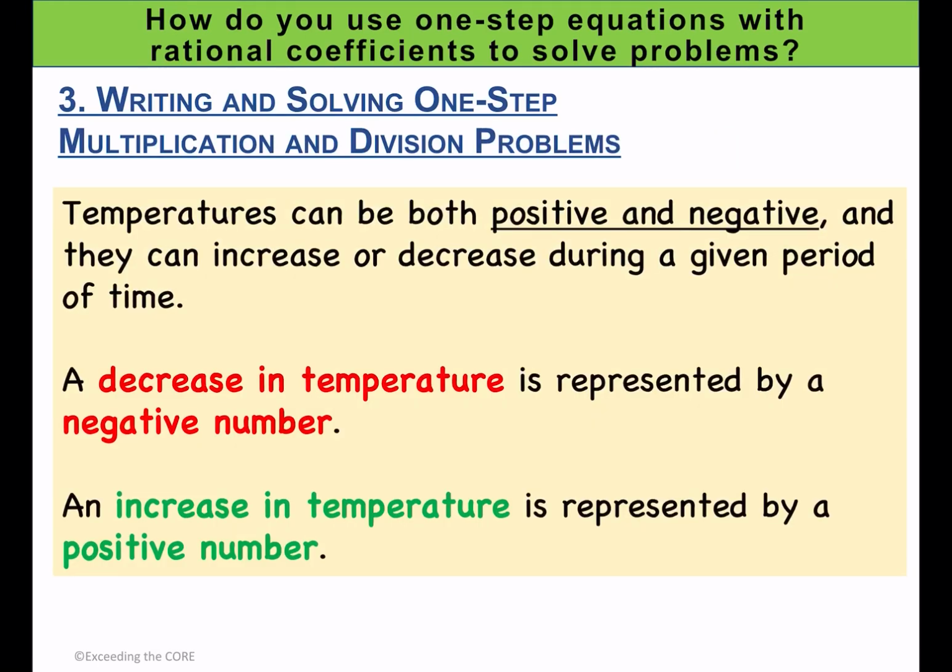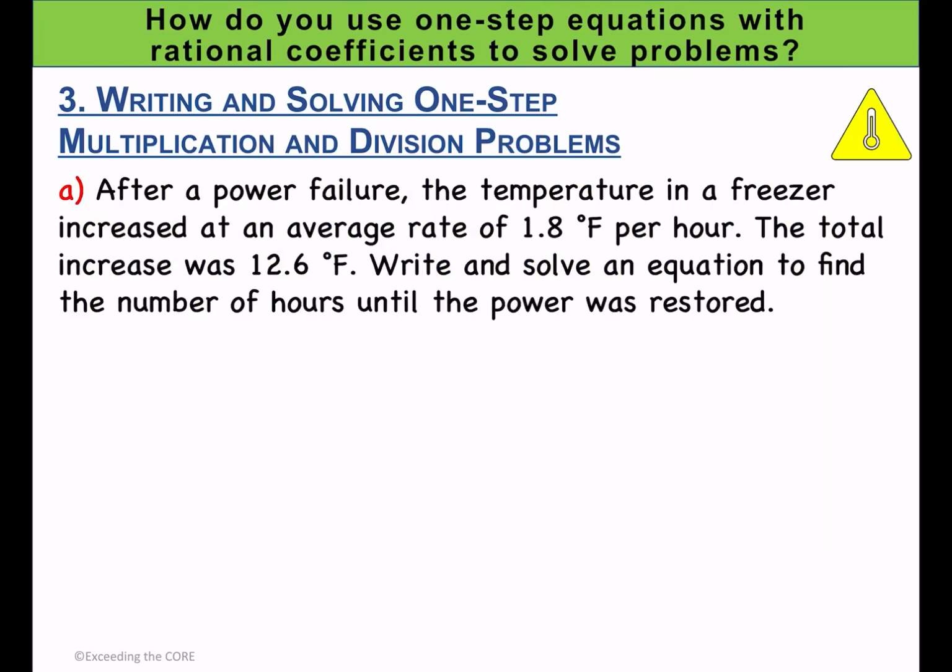Okay, three, temperatures can be both positive and negative, and they can increase or decrease during a given period of time. A decrease in temperature is represented by a negative number. An increase in temperature is represented by a positive number. So after a power failure, the temperature in a freezer increased at an average rate of 1.8 degrees Fahrenheit per hour. The total increase was 12.6 degrees Fahrenheit. Write and solve an equation to find the number of hours until the power was restored.